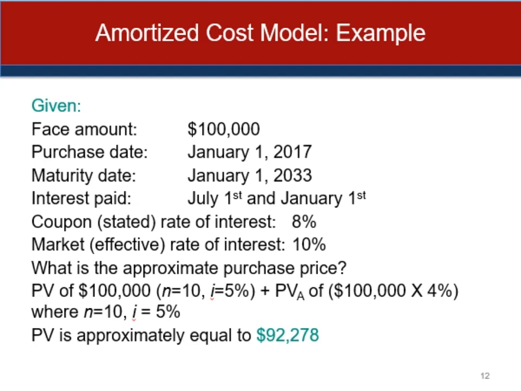I get a different number. Just a second. I think what happened here is that there's actually a typo. I think this should say 2023, because this N is 10, since it's 10 semi-annual periods. So if we put in 10 as our N, as it suggests there, and compute the present value, we get 92,278. There's a typo. This should actually say January 1st, 2023, and then it makes some sense. All right, so that's the cost calculation.